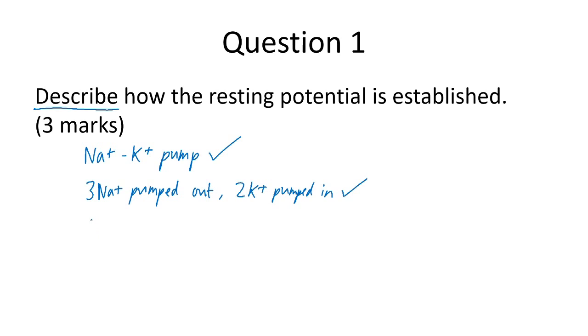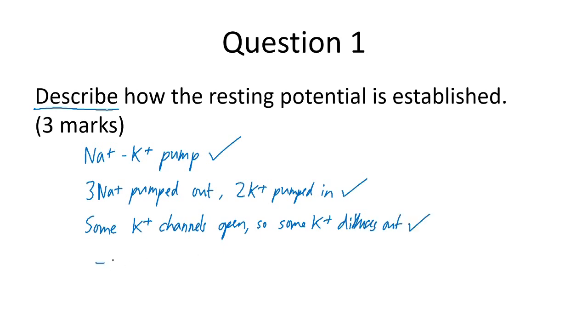The next thing to mention is that some of the potassium ion channels are open, so some potassium diffuses out or leaks out. And you could also get a mark for describing the end result of all of that, which is that situation where we've got a minus 70 millivolt potential difference across the membrane. So 3 of those 4 things would get you 3 marks on that answer.